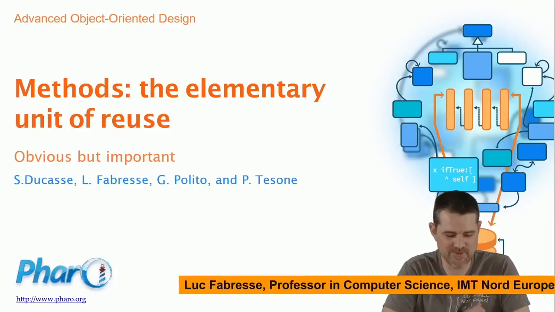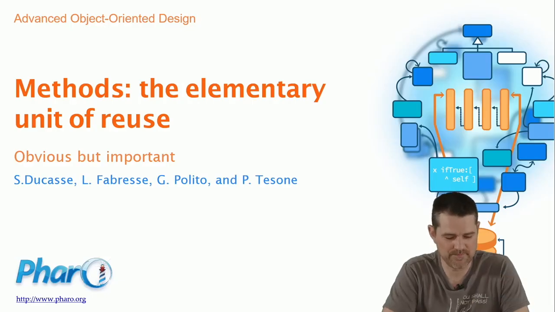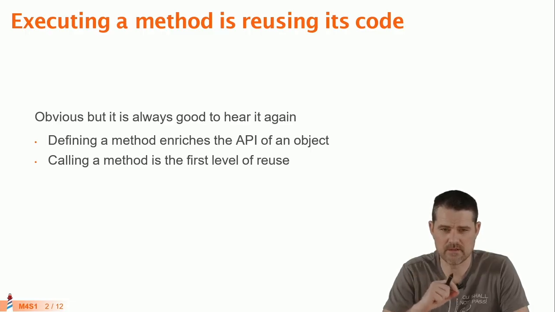Hello, in this lecture we will discuss something obvious, but probably important to remember. Methods are the elementary unit of reuse. Executing a method is reusing code, obviously. But when you define a method, it means that you enrich the API of the object, the application programming interface. And calling this method is the first level of reuse.